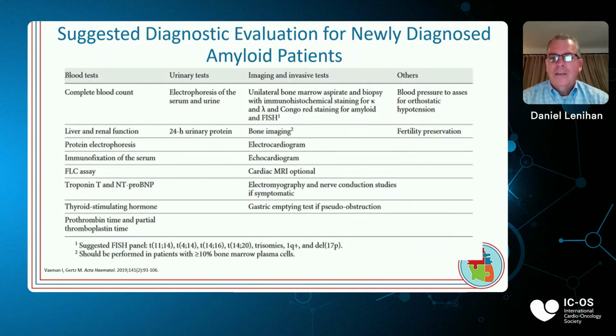So all of these tests may not be done in one individual patient, but certainly all of these tests will be done in a complete evaluation of a patient with amyloidosis. So, you may do one or the other, and if you get a clearly abnormal result, you may not need to do every single test. But frequently, patients get multiple tests.